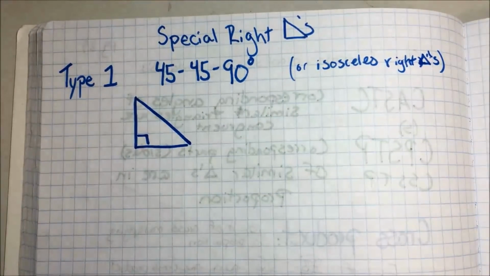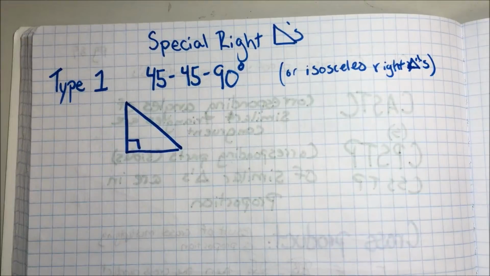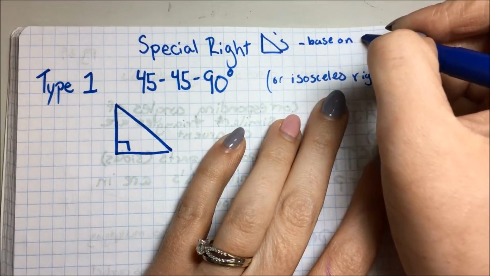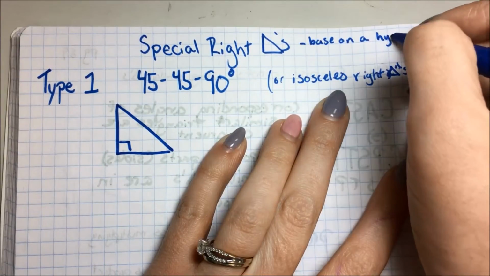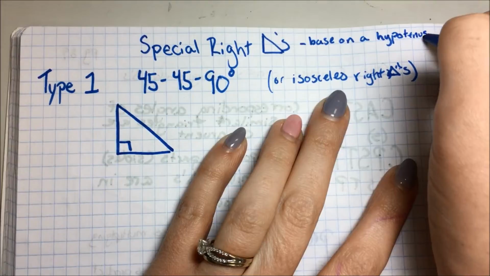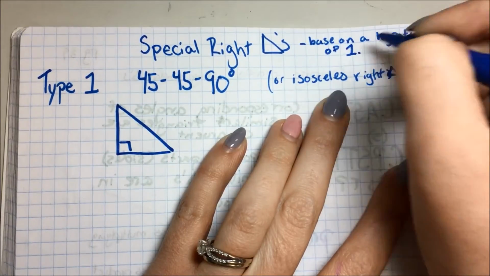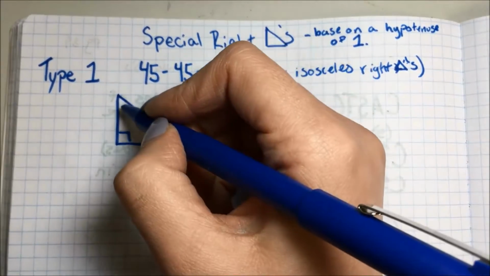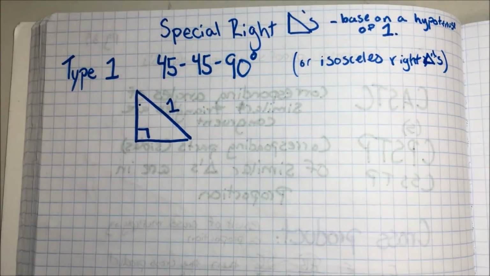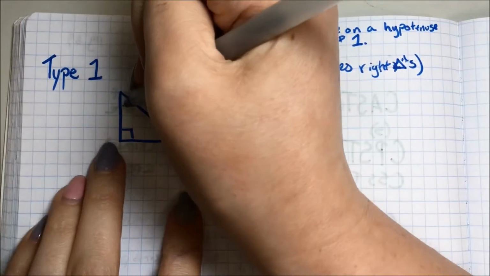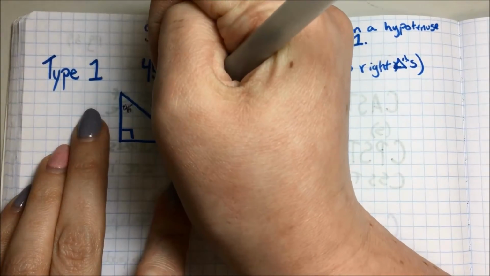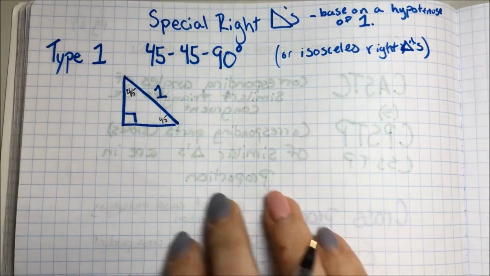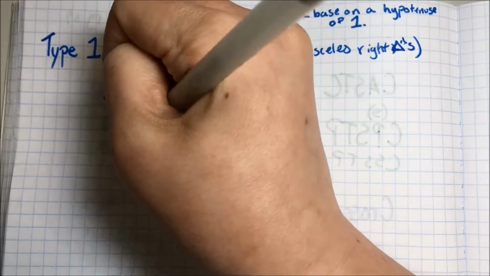Now, when we talk about special right triangles, we always base them on a hypotenuse of 1. And you'll find out later why 1 is so important, but we're going to make the hypotenuse of these 1. So when I fill these in, I've got two 45-degree angles. So I want to figure out what A and B are.